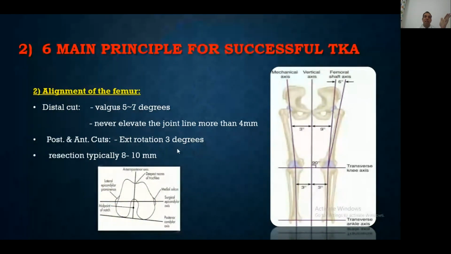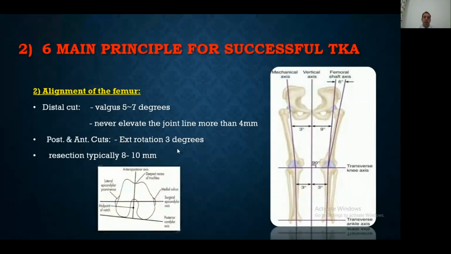Mechanical axis is the axis that carries our body weight. It's from the center of the head of femur to the center of the knee. So there are 6 degrees between these 2 axes. So we have to make the total knee in valgus from 5 to 7 degrees. Usually it is 6 degrees, but sometimes it's different from person to person.